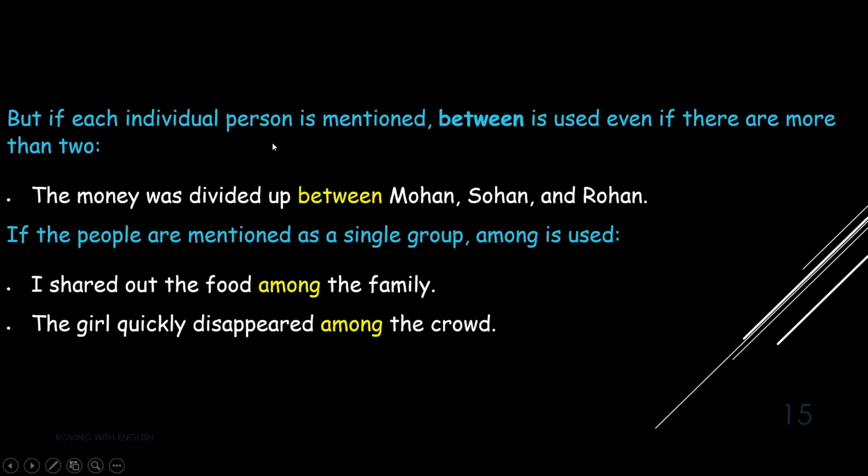But if each individual person is mentioned, between is used even if there are more than 2. The money was divided up between Mohan, Sohan, and Rohan. And if the people are mentioned as a single group, among is used. Like, I shared out the food among the family. The girl quickly disappeared among the crowd.